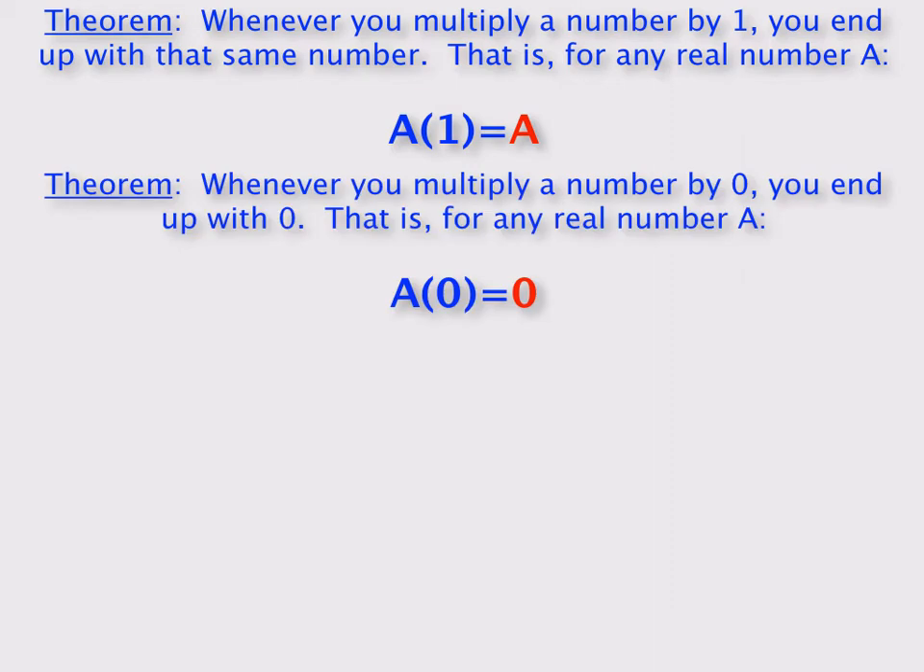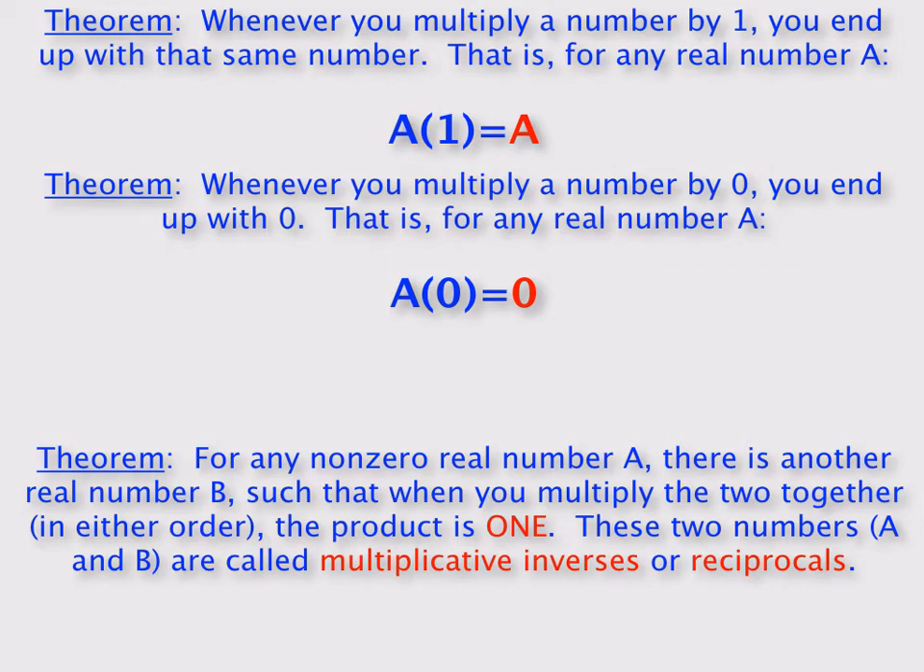That is, for any real number a, times 0 is 0. So 5 times 0 is 0, negative 2 times 0 is 0, anything times 0 is 0. Alright, here's another one that's going to be really, really important for us. For any non-zero real number, we'll call it a, there is another real number, which we'll call b, such that when you multiply the two together, in either order, remember, commutative property of multiplication, the product is 1.